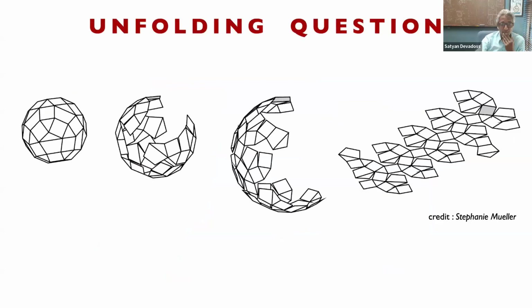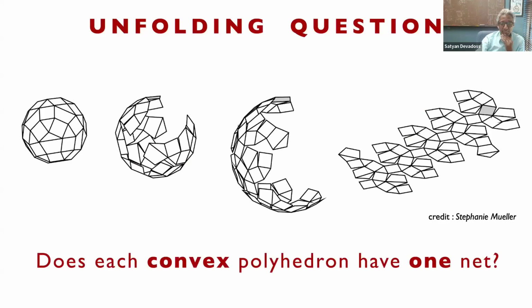And so here is the motivating question for the talk: does each convex polyhedron always have at least one net? Out of the collection of spanning trees, given it has a finite number of edges, you know that it's going to have a finite number of spanning trees. Does at least one of the spanning trees have a beautiful net that works?